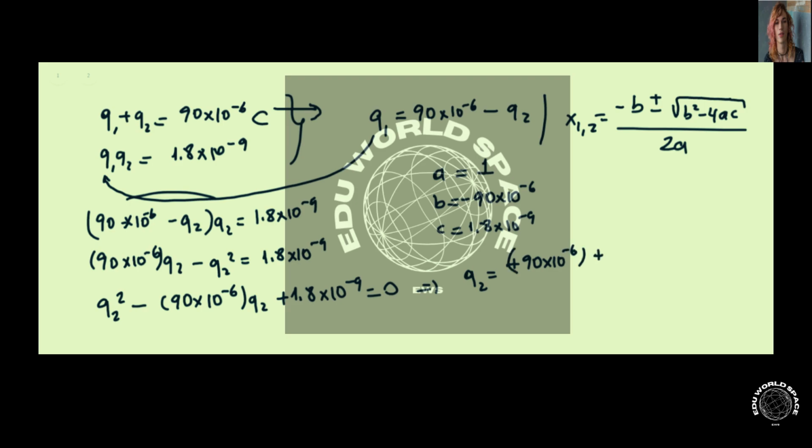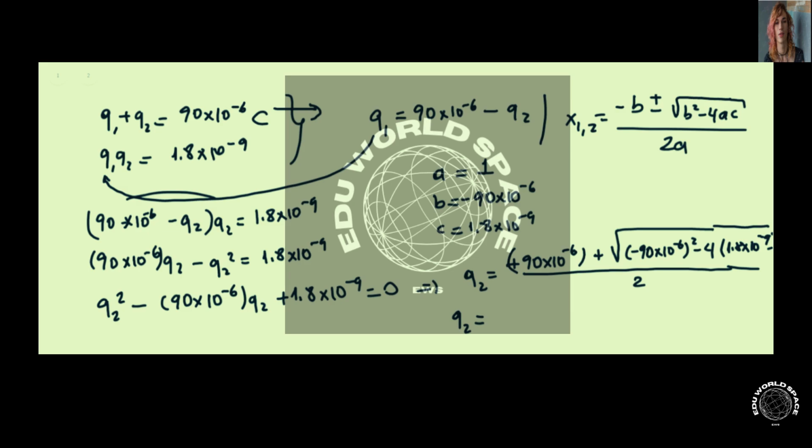Plus, let's take the plus. You're going to see that you get the same answer even if you take the negative. And then we have the square root of b squared, so negative 90 times 10 to the power negative 6, squared, minus 4 times 1 (a is 1) times c, 1.8 times 10 to the power negative 9, over 2 times 1, which is 2.